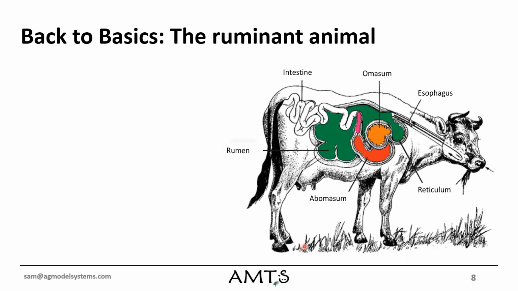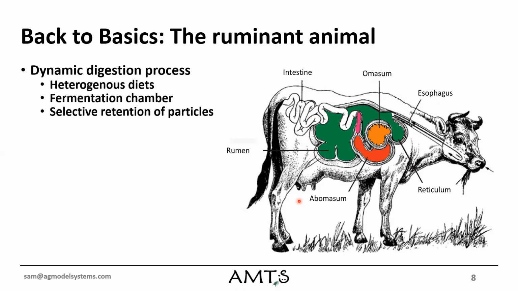So what I mean by that is really go back to the ruminant animal. This diagram is sometimes made fun of, but it's a good diagram, I think, to help us remember what the animal is itself. So obviously we have a digestion process which is very dynamic. We're feeding fairly heterogeneous diets in terms of particle size and digestibility of the different feeds going in.